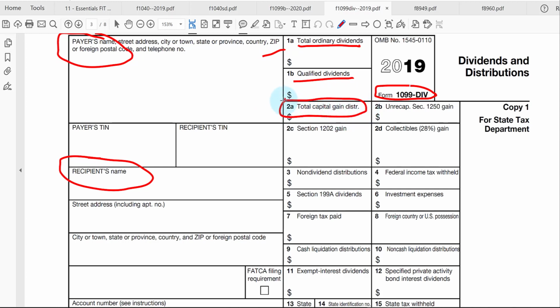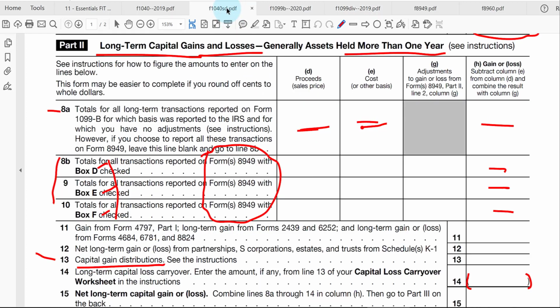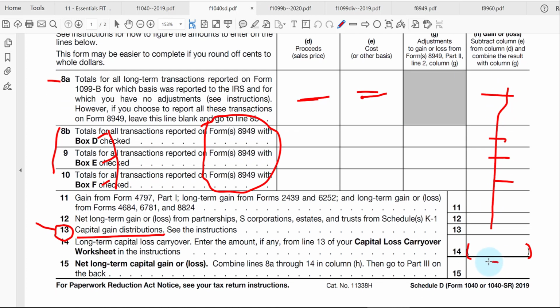And the default is long term. So whatever figure you see here in box 2A is going to be reported on Schedule D here in this line 13 and added up with the other long-term capital gains. So here at the bottom we take a net long-term capital gain or loss.